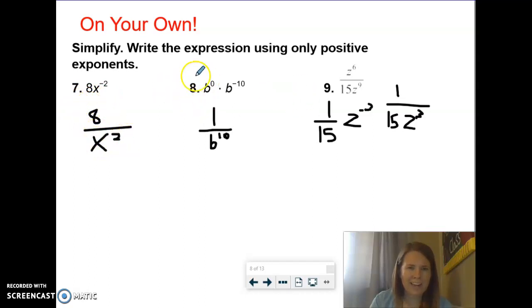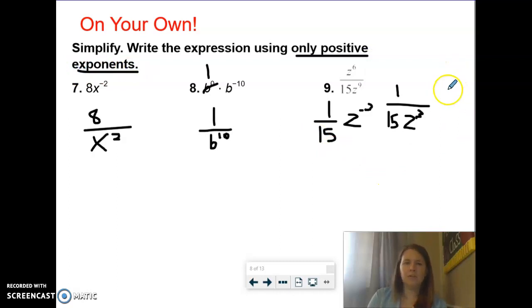For problem number 8 then, you have b to the 0 times b to the negative 10. Basically, you can use the same rule of adding your exponents. So 0 plus negative 10. Or you can already think of this as 1, okay? And you're just going to move this to the bottom. So the 1 is going to stay as your numerator. You move the b to the bottom, and you make sure that exponent is positive now, because we don't want anything with negative exponents, because they said only positive exponents, okay?